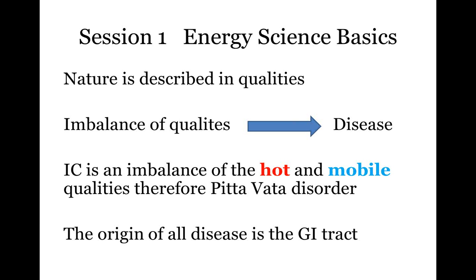The origin of all disease, then, is the GI tract. That is an energy science fundamental principle, that all disease begins in the GI tract, and because of that, it becomes paramount that the nutritional choices we make become a guiding way of dealing with this disease.